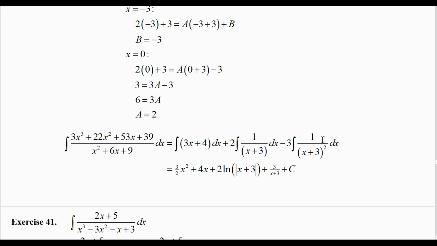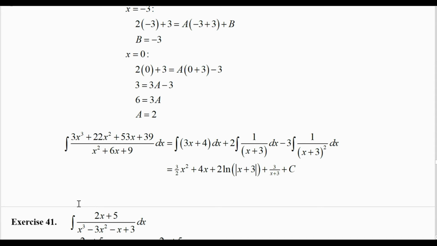So u to the -2, let's see, we add 1 to the power, that's u to the -1, and then times the derivative of the u, I'm sorry, we already have the du. It's just divided by the new power, which is divided by -1. So that's going to make this positive 3, and then x plus 3 is u. So we had u to the -1 is 1 over u, so this becomes 3 over x plus 3, and then we add our constant.